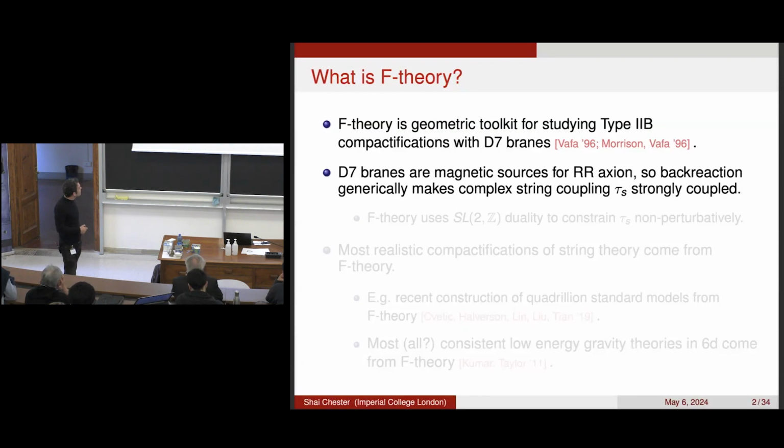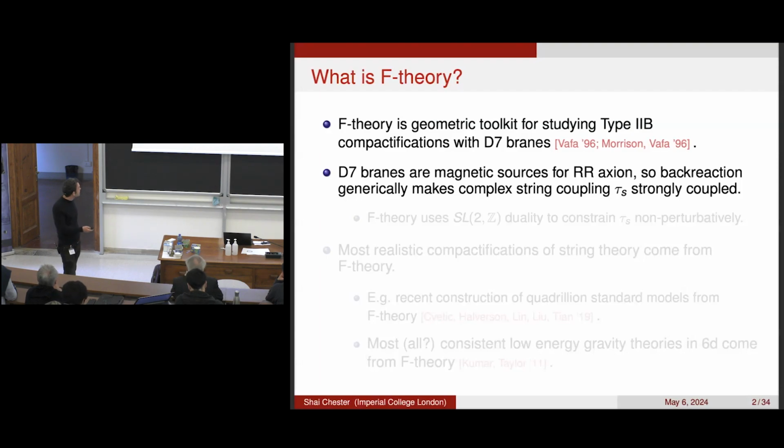And so what is the axion in string theory? Well, it's basically combined with the string coupling to get what we call the complexified string coupling. That's the thing which transforms under S-duality. And because these D7 branes are coupling to this axion, their back reaction makes the complexified string coupling some finite value. So generically, it's going to be strongly coupled. And this is why it's particularly challenging to study string theory in the presence of D7 branes, much more challenging than studying it in the presence of pretty much any other brane.